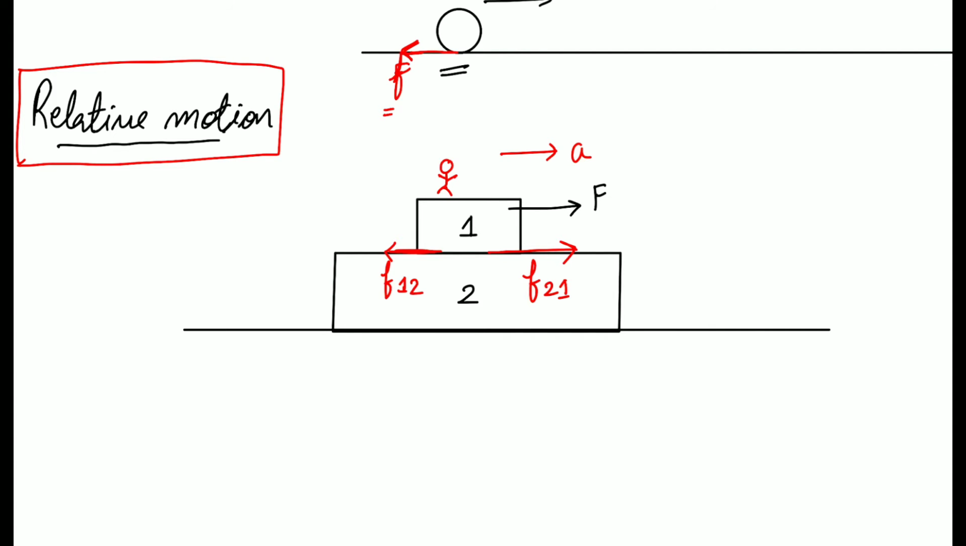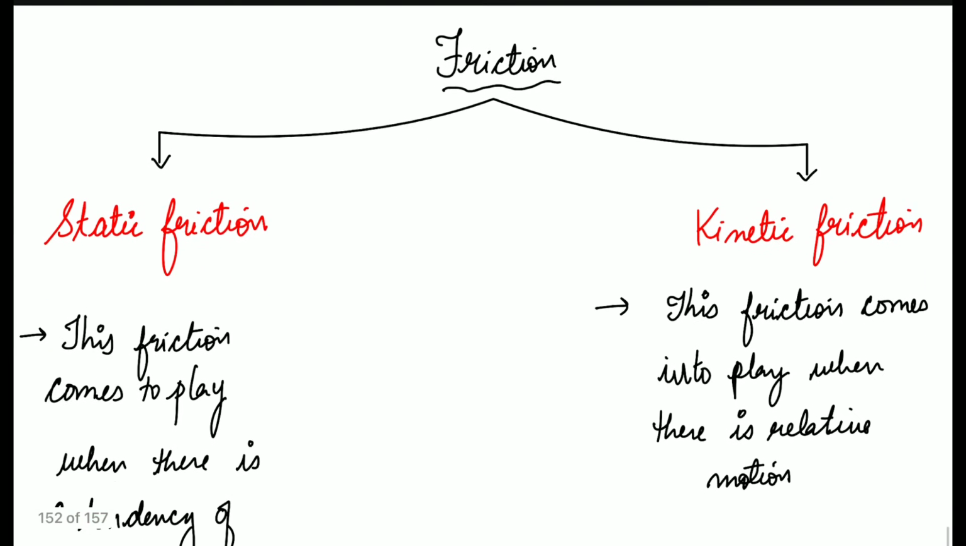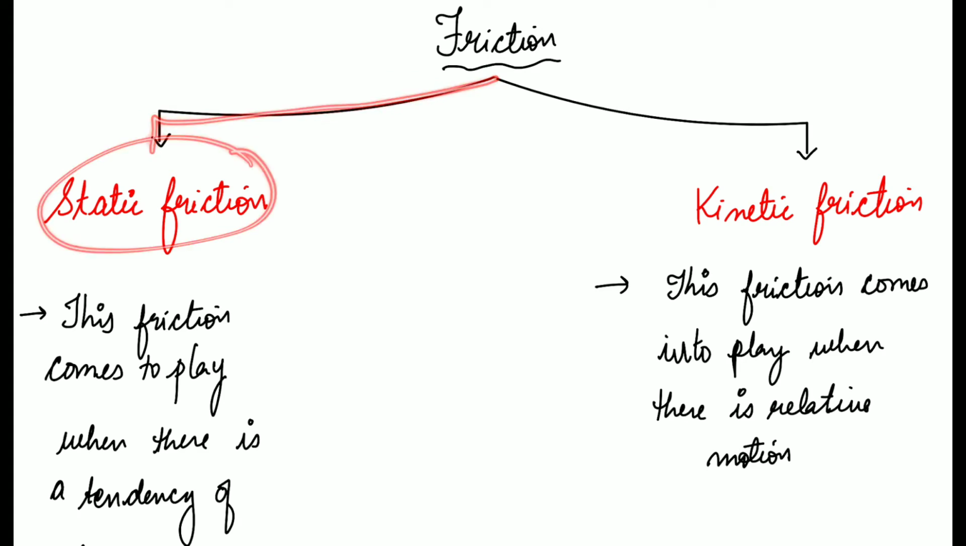Yes, okay, great. So let's try to understand. There are basically two types of friction. Number one is static friction, another one is kinetic friction. As the name suggests, static friction means when the body is at rest. That means the friction that is applicable when the body is at rest. And the second one is kinetic friction, that is the friction that is applicable when the body is in motion.